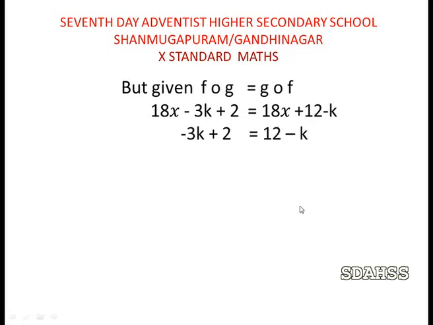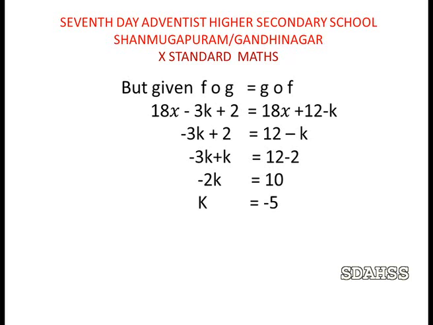Here 18x cancelled by 18x on both sides. It becomes minus 3k plus 2 equal to 12 minus k. Now you bring minus k to the other side, that is the left hand side. If you bring minus k to the other side, it becomes plus k. Similarly, the left hand side plus 2, you have to bring that plus 2 to the other side, it becomes negative. So you have minus 3k plus k is equal to 12 minus 2. It becomes minus 2k is equal to 10.